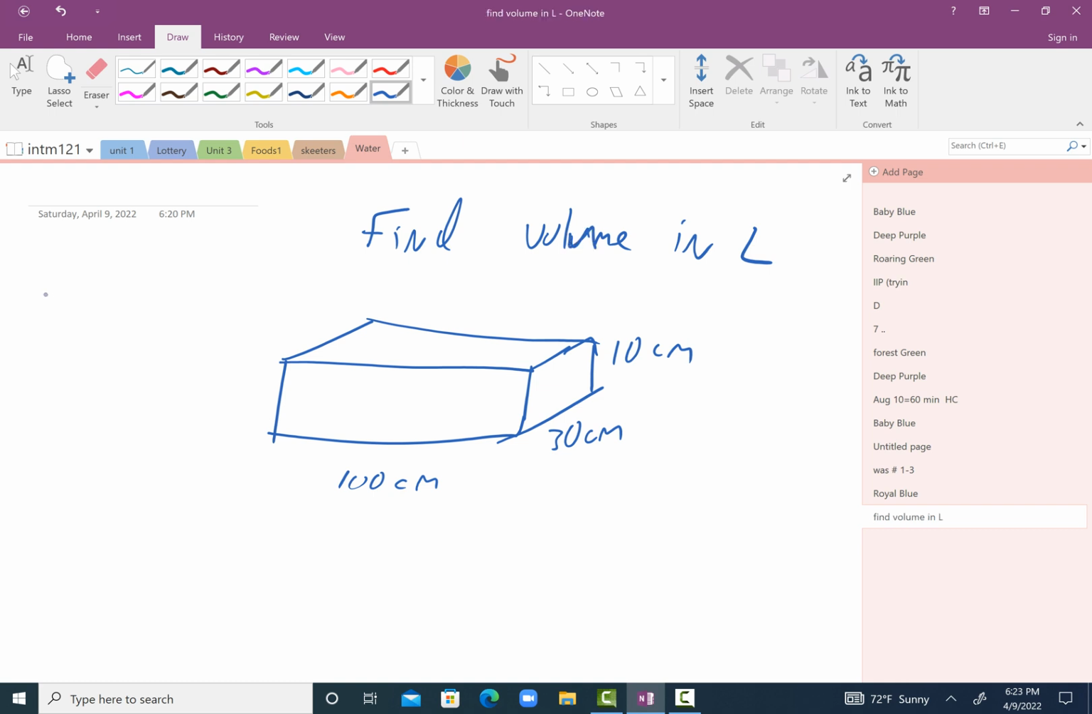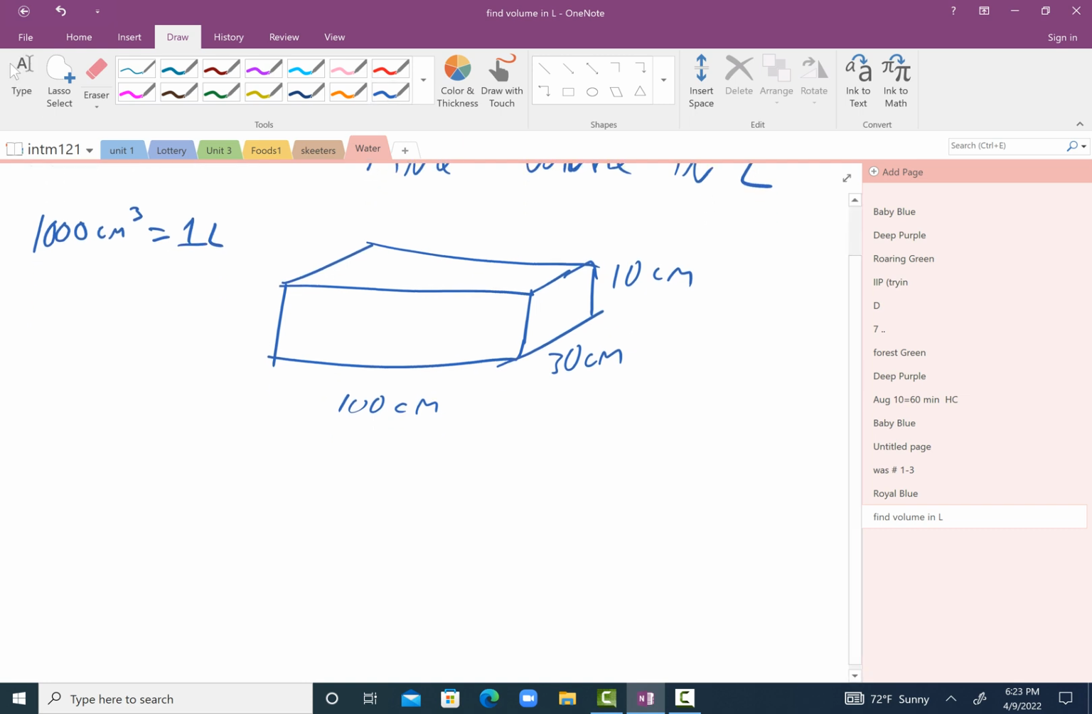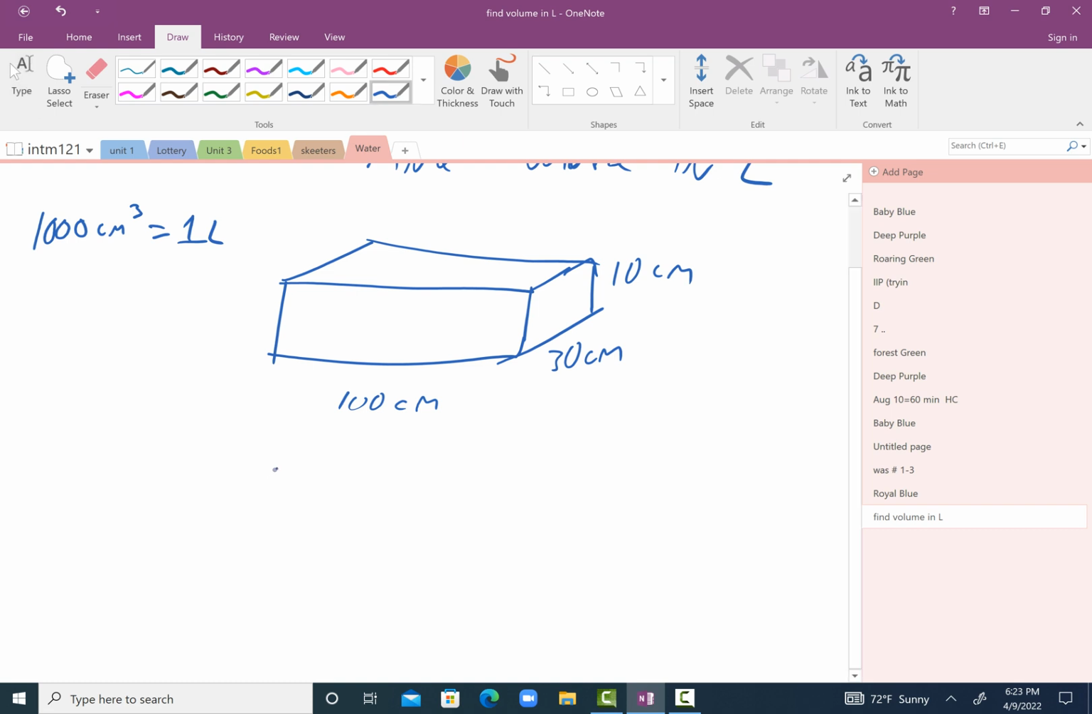You've got to remember that there's 1,000 cubic centimeters in 1 liter. Okay? So that's not on the test or on the group assessment, so you have to kind of remember that. All right, so this is easy to find volume, right? We can all find volume here. We're going to take 100 times 30 times 10, multiply those things, 3, 1, 2, 3, 4 zeros.